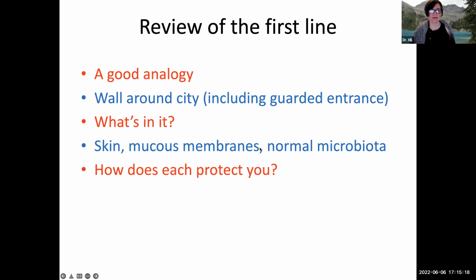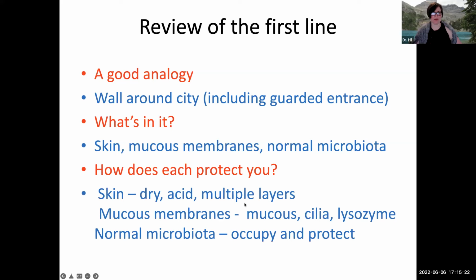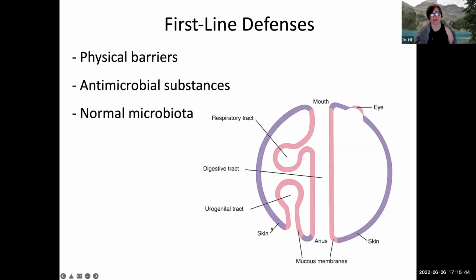All right, so now we're going to review how each of them protects us. This is from your prep. The skin is dry, and most microbes require moisture. Acidic, most microbes are neutrophiles. Multi-layered, and it sloughs off. Very waterproof as well. Mucous membranes have mucus, often cilia, antimicrobial substances like lysozyme, and normal microbiota, of course, occupy and protect.